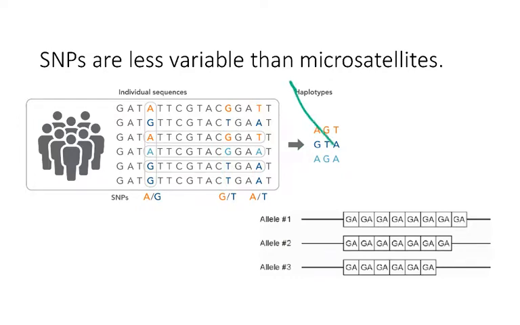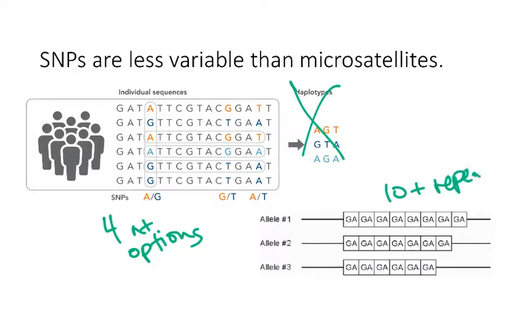If we think about microsatellites, for instance, though, microsatellites, remember, are giving us a number of repeats. And so we can have up to 10 plus different numbers of repeats. Whereas for SNPs, we only had 4 nucleotide options, here we can have 10 plus repeats. That's one of the reasons why microsatellites are more variable than SNPs, because there are more options available for how many different repeats, in this case of that GA nucleotide sequence, you can have.